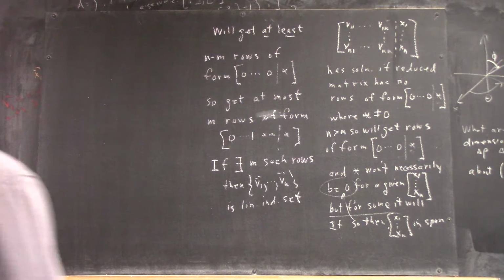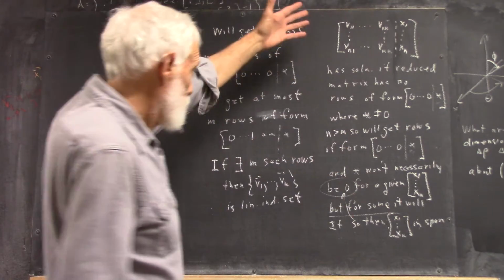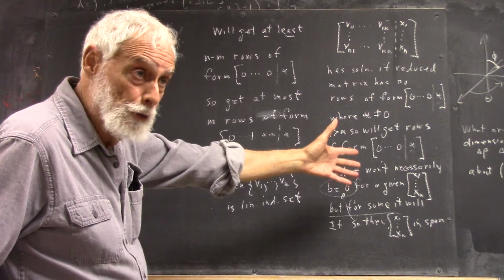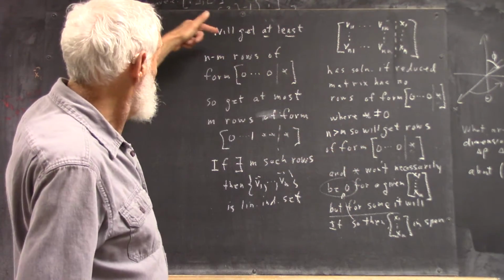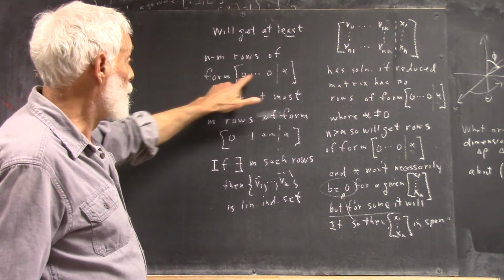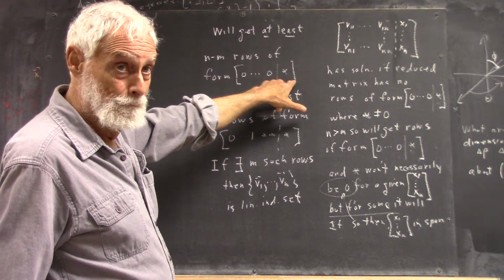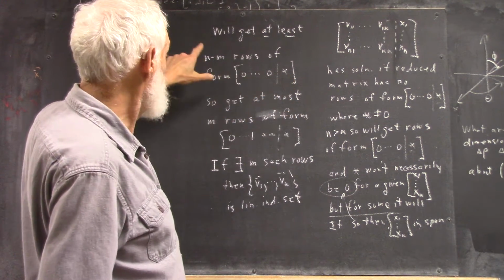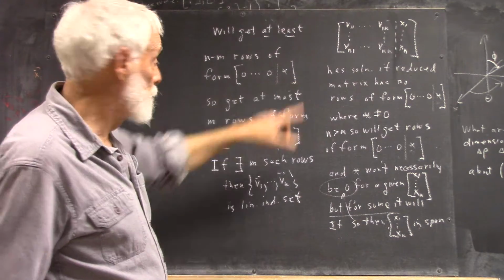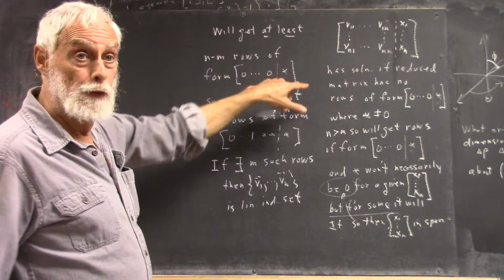Another thing that followed from considering this matrix that we want to reduce: we're going to get at least n minus m rows that have all zeros, maybe with something else. Maybe a zero, maybe not. But we'll get at least that many rows. So we're going to get at most m rows that aren't of this form.